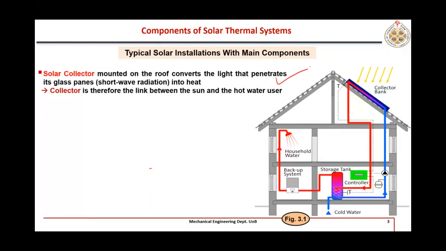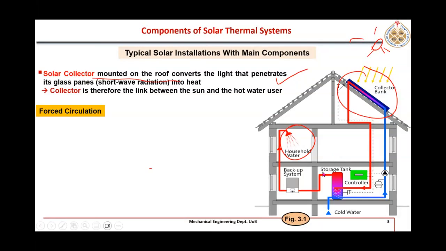As I told you, what is the function of a solar collector? It must be mounted on the roof outside to convert the solar radiation, solar light, into heat. So the collector is actually a link between the sun and our useful application, whatever it is. Here, the application you see is domestic water heating.